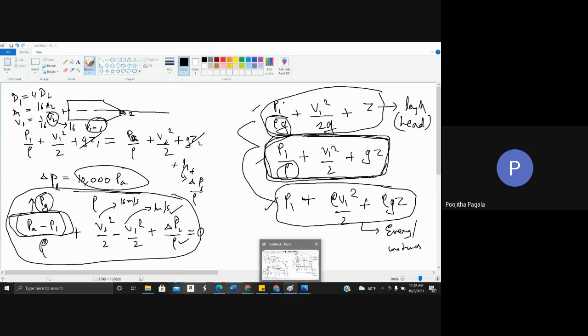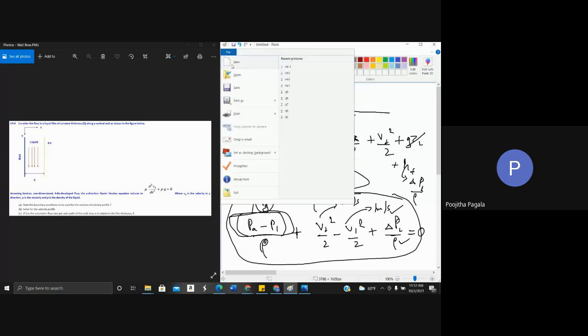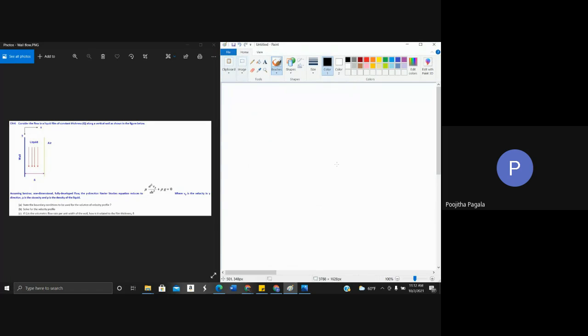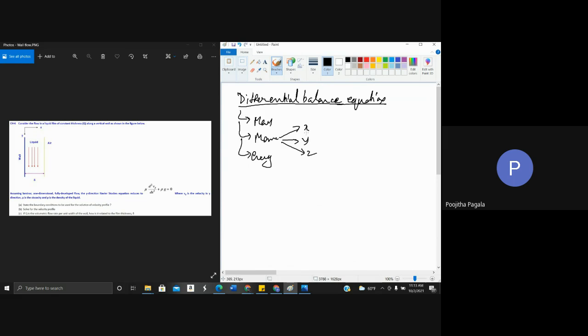There is something called the Navier-Stokes equation in fluid mechanics. So, differential balance equations. Below you have again three: you have mass, you have momentum, and you have energy. And in momentum you have three: the x component, y component, and z component.